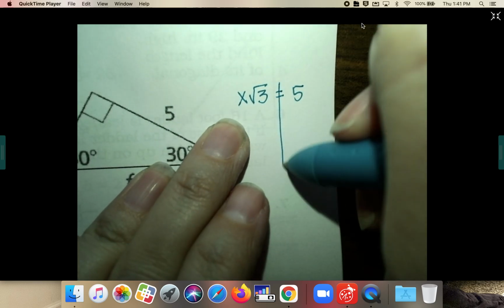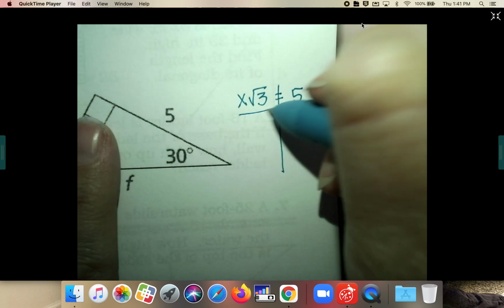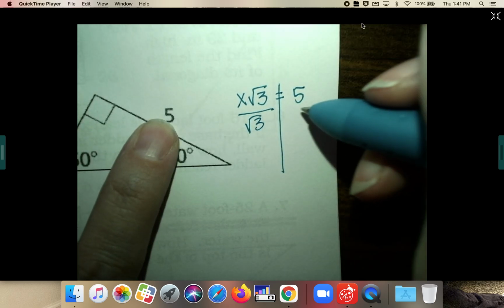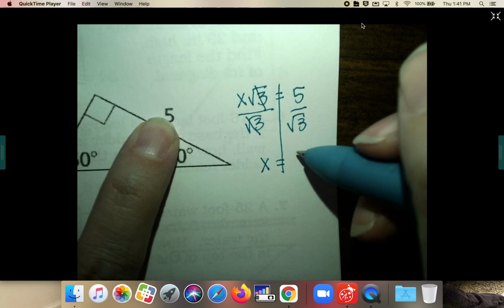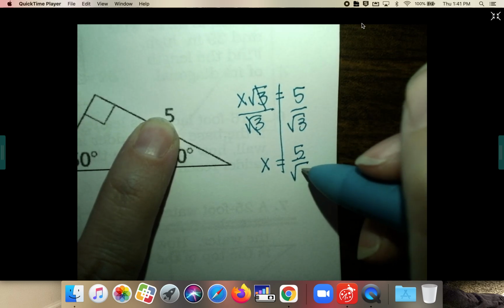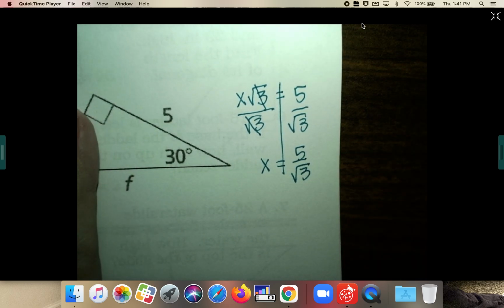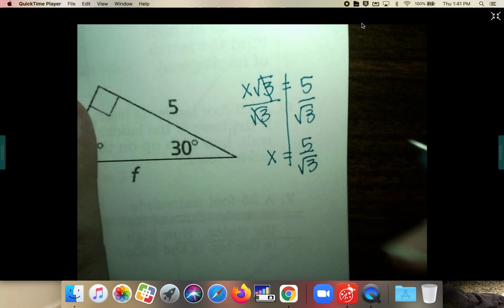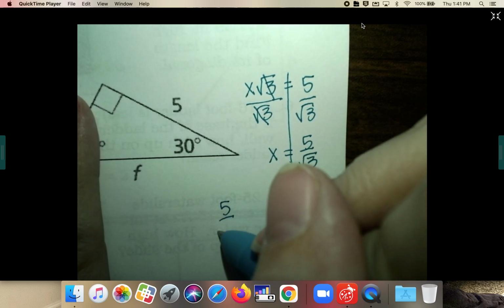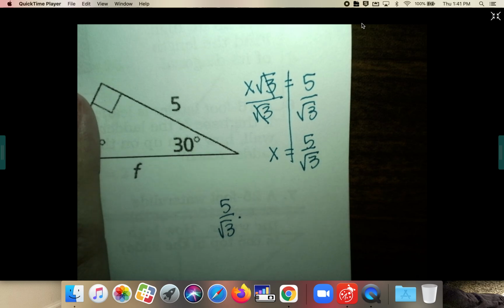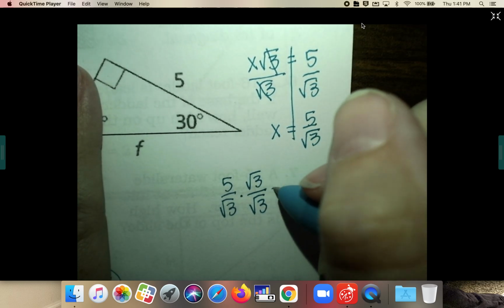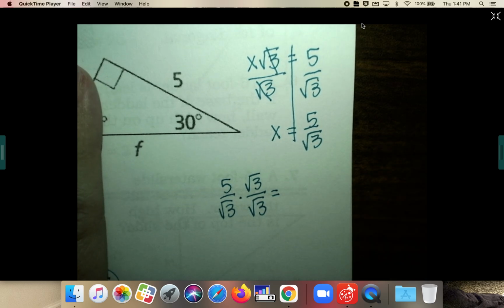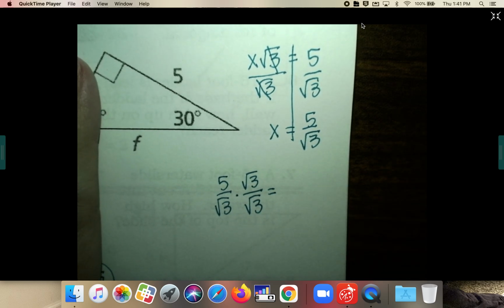In order to get x by itself, you would need to divide both sides by the square root of 3. They cancel. You're done, or you think you're done, but you can't have a radical in the denominator. So what we want to do is multiply by 1 in the form of square root of 3 over square root of 3, so that the bottom number, the denominator, pops out as not a radical.